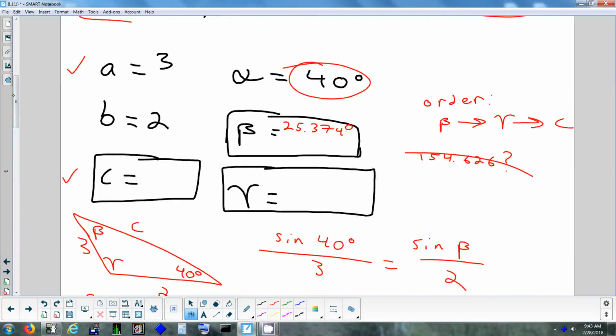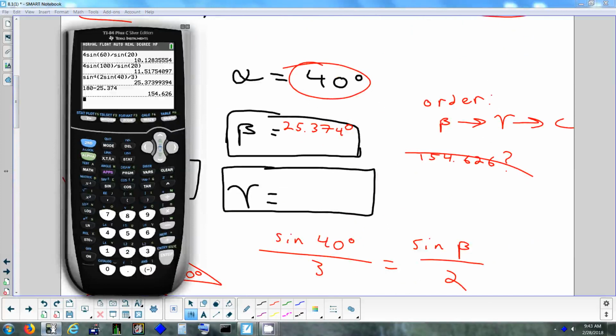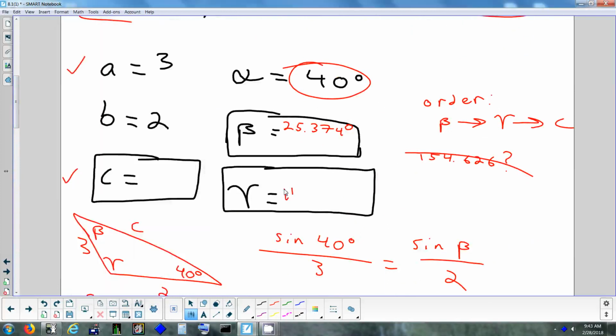All right. Now we can get gamma. 40 plus 25 gives me 65.374. Subtract that. Now I finally have a piece of information in the last row, which means I can use that to now find what? Yep. Now I can find C. Okay. We've had this choice before. We have two complete rows. Which row should I use? A or B? Yep. A. So I'll start with that.